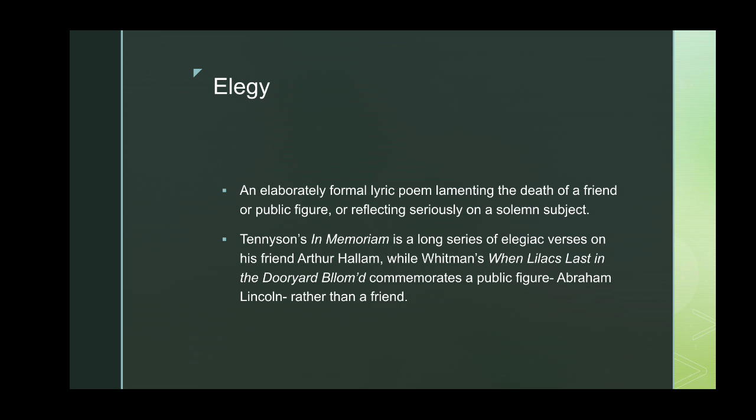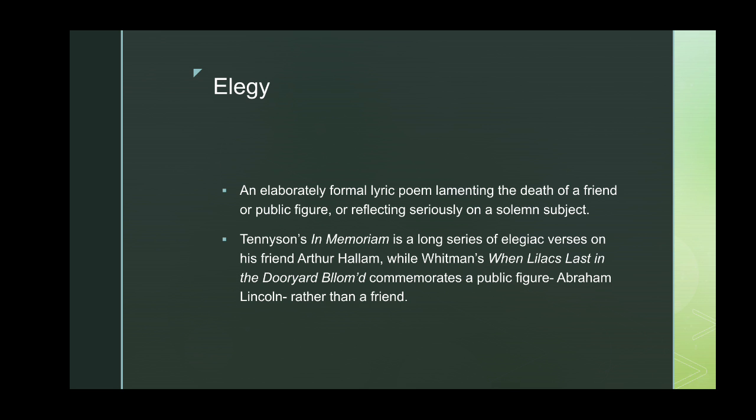Now Tennyson, Lord Tennyson ne In Memoriam elegy likhi thi apne friend ki memory mein. Now it is a long series of elegiac verse on his friend Arthur Hallam. Arthur Hallam was his friend who died of a cerebral hemorrhage quite early. So Tennyson's In Memoriam, he has written this elegy in memory of his friend, and this elegy actually ends with the wedding song of Tennyson's sister.